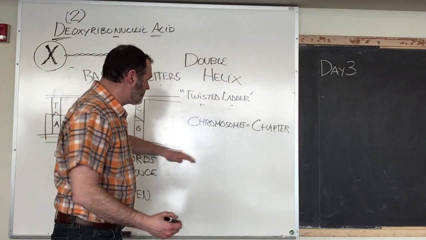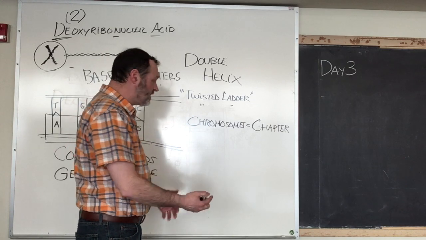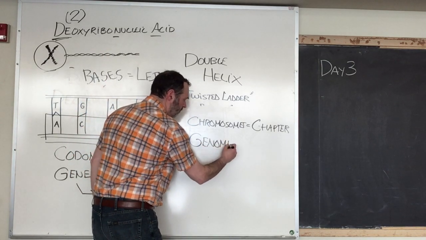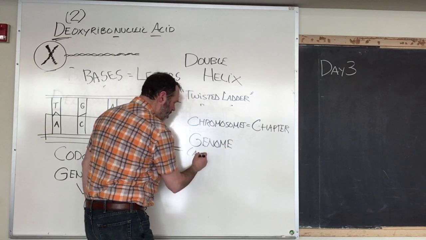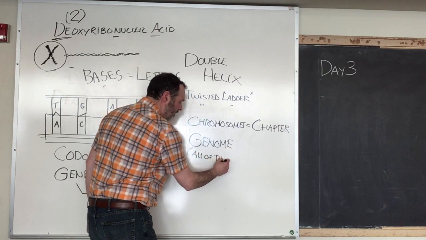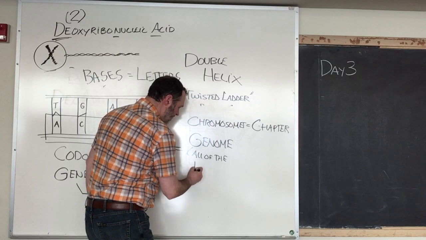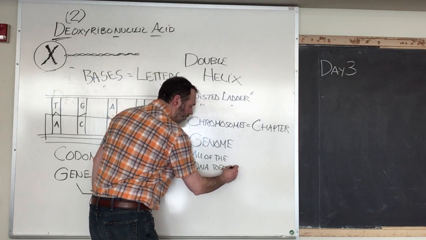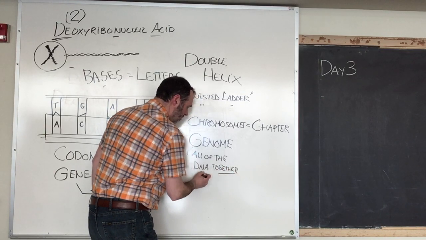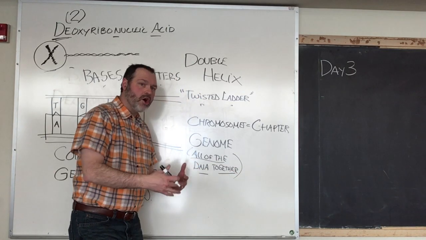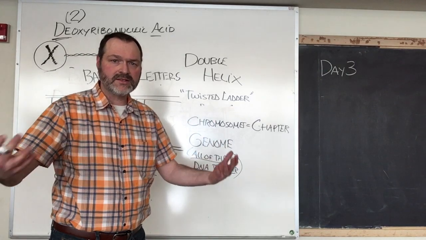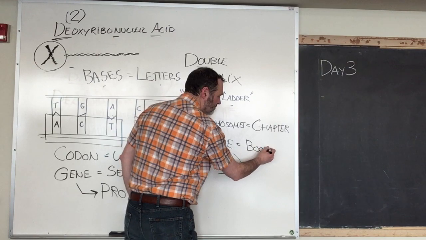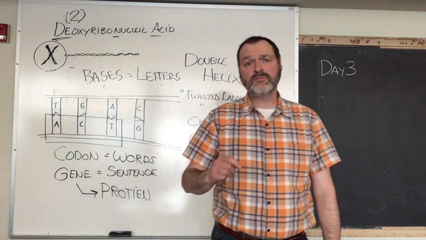And then that means that the entire set of DNA, the genome, which is all of the DNA together, so the human genome is all of the DNA that makes a human. That genome is like the book, the instruction book, to make one complete you.